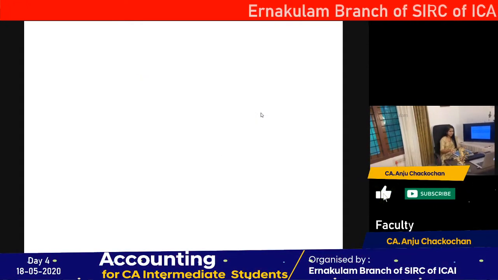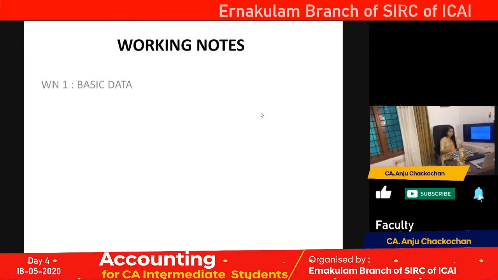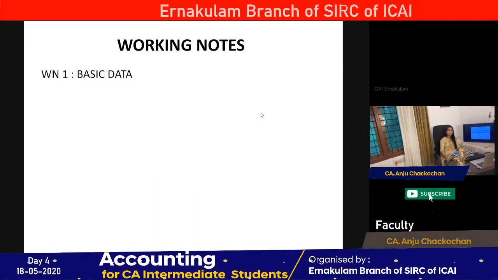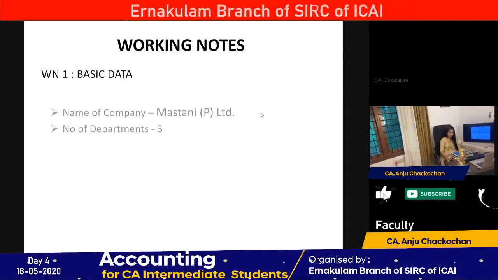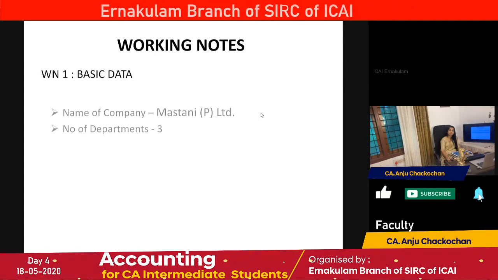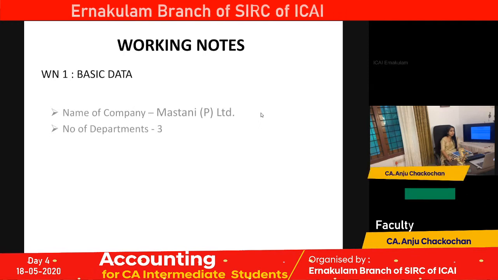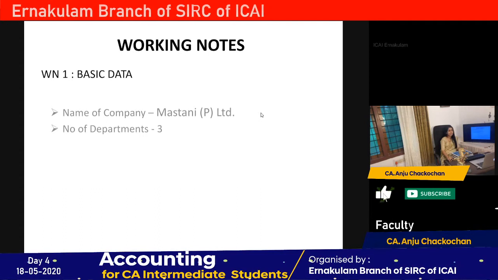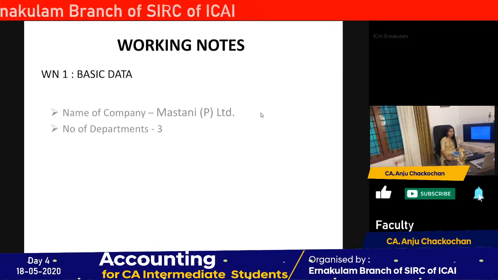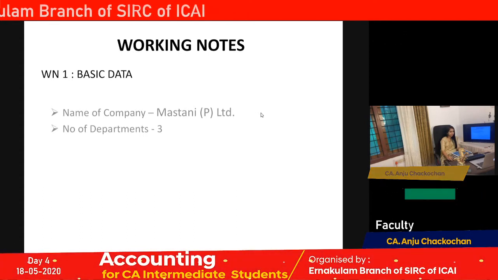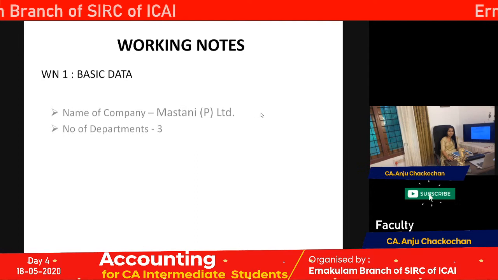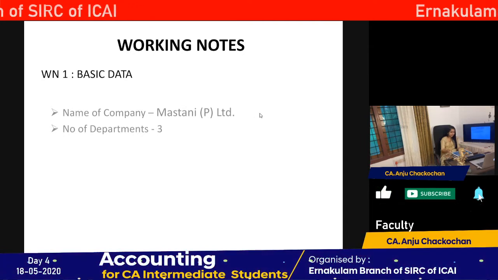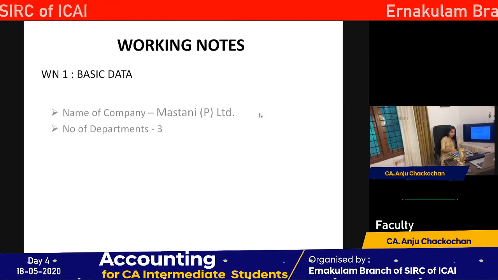Okay, so the departmental trading P&L account is done. The outline, I guess you all have done that. Now take down the basic data. Name of the company is Mastani Private Limited, and we have 3 departments here. So write down the basic data also. Keep writing the basic data. Okay, Preena, done? Yes, good. Okay, everyone. I guess I can move to the next working note.